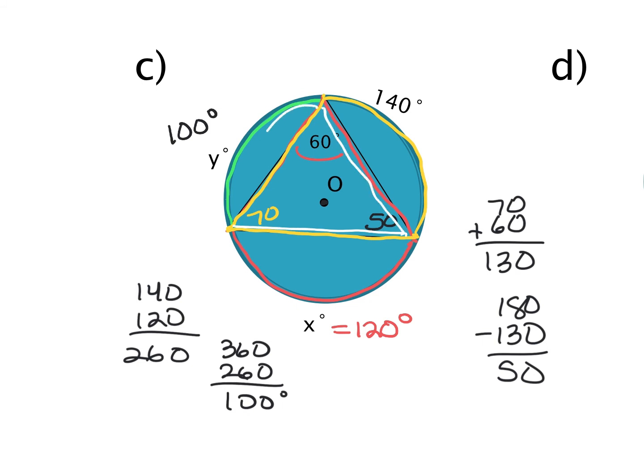So that's another way that you could have done it, by finding all three angles of the triangle and then finding each arc measure individually. So again, multiple different ways to go about solving these. Let's try example D.